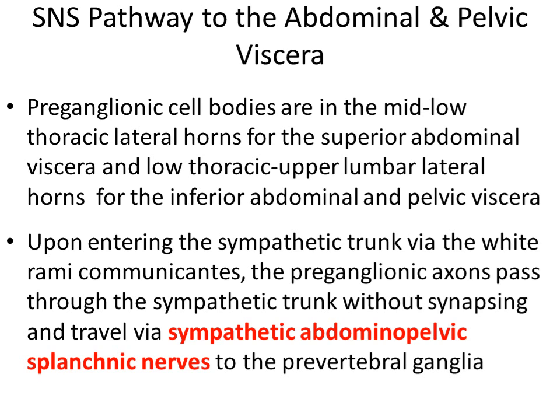They pass right through the sympathetic trunk and travel in the sympathetic abdominal pelvic splanchnic nerves to ganglia that are located on the ventral surface of the abdominal aorta, the prevertebral ganglia. It is here that they're going to synapse with a postganglionic neuron.